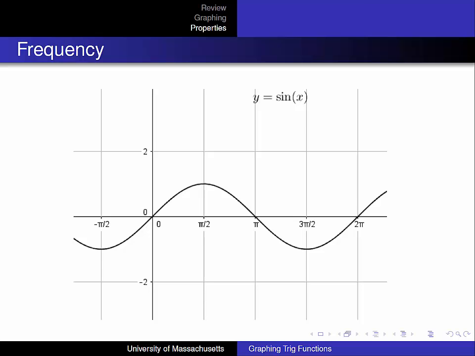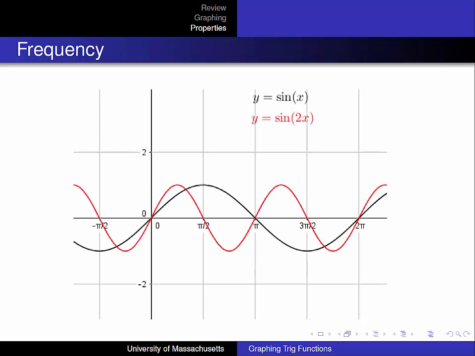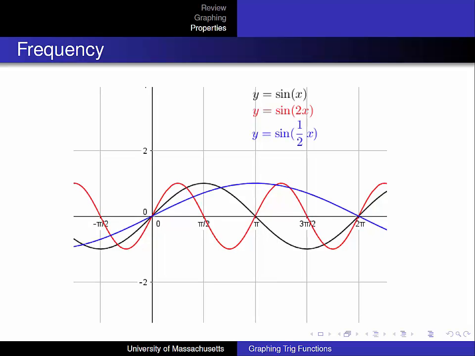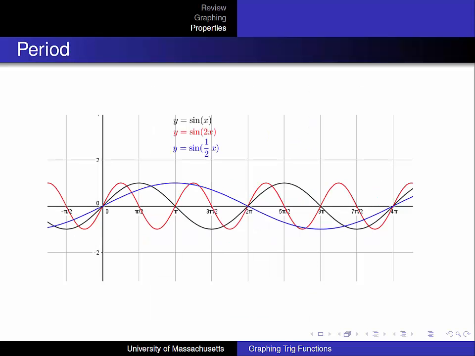But say we multiply the inside of our function by 2. Now our function is moving twice as fast. So instead of just crossing the x-axis at 0, pi, and 2 pi, it will also cross at pi over 2 and 3 pi over 2. And similarly, if we multiply the inside by 1/2, our function is going to be moving even slower, or 1/2 as fast.